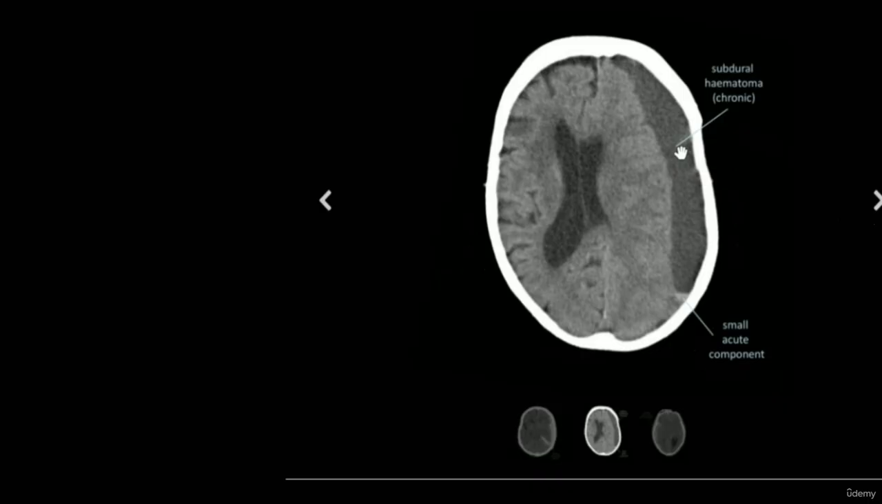Also here we have a clear subdural hematoma. It is dark, so we are in the chronic phase. Also we have the midline shift. And here we have a small acute component. It's hyperdense because it's acute.